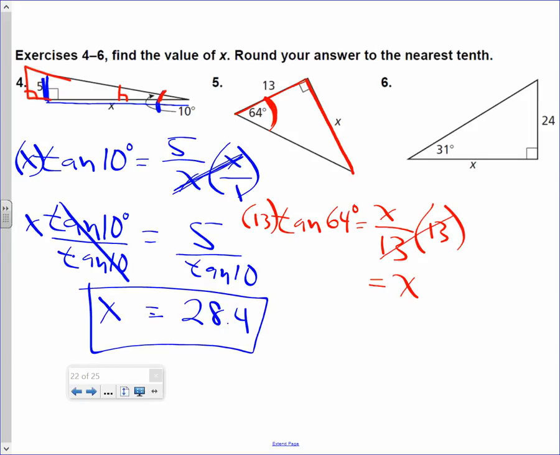I want to get x by itself. And on the left side I have 13 times the tangent of 64.